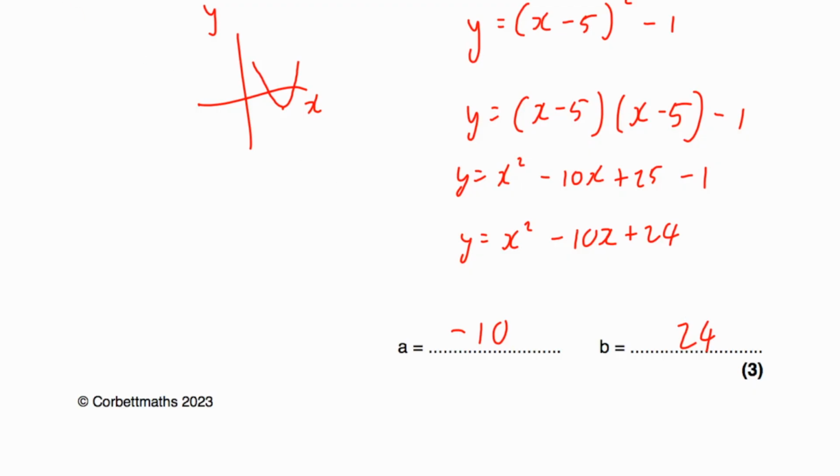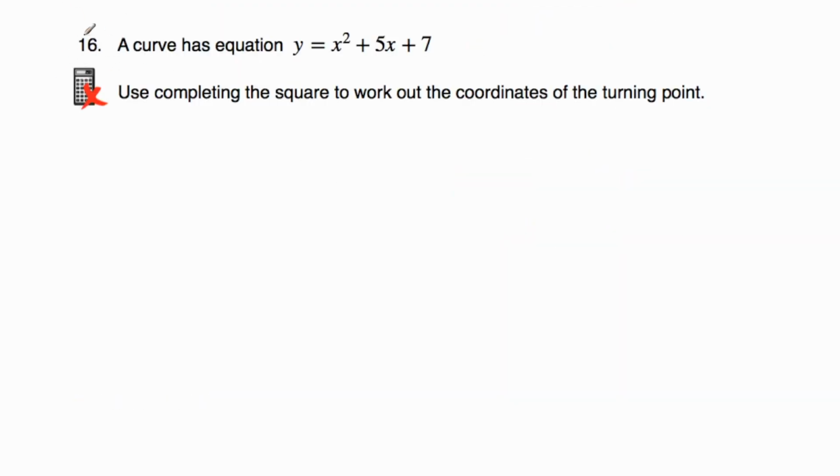Okay, let's have a look at our next question, question number 16. Question number 16 says a curve has equation y equals x squared plus 5x plus 7, and we're to use completing the square to work out the coordinates of the turning point. It's an x squared parabola, so it's going to be a U-shaped parabola.